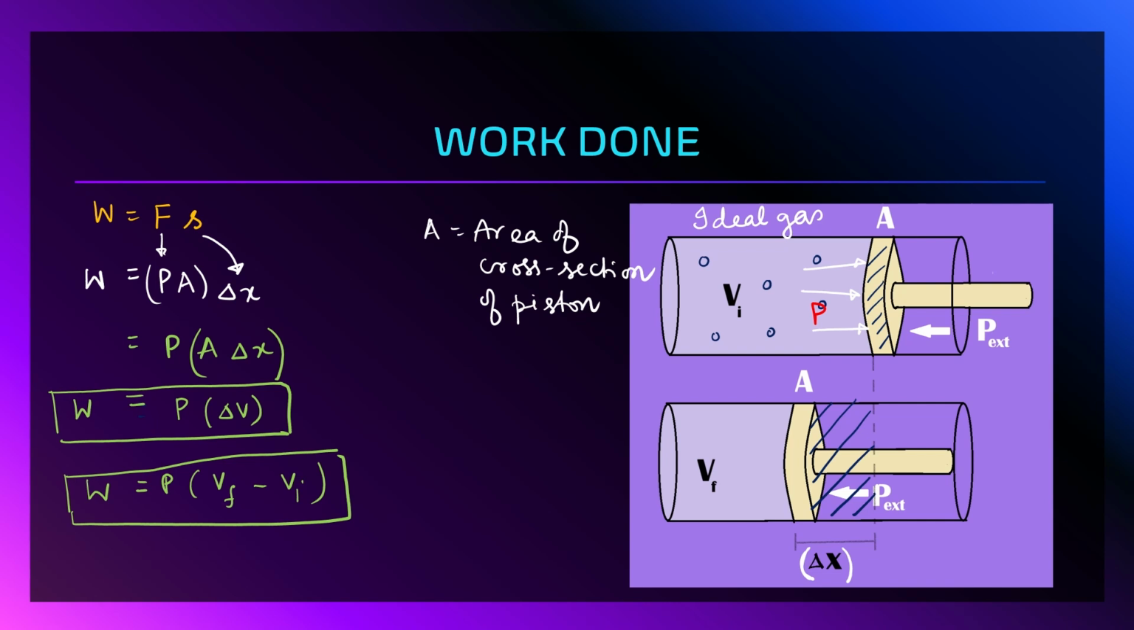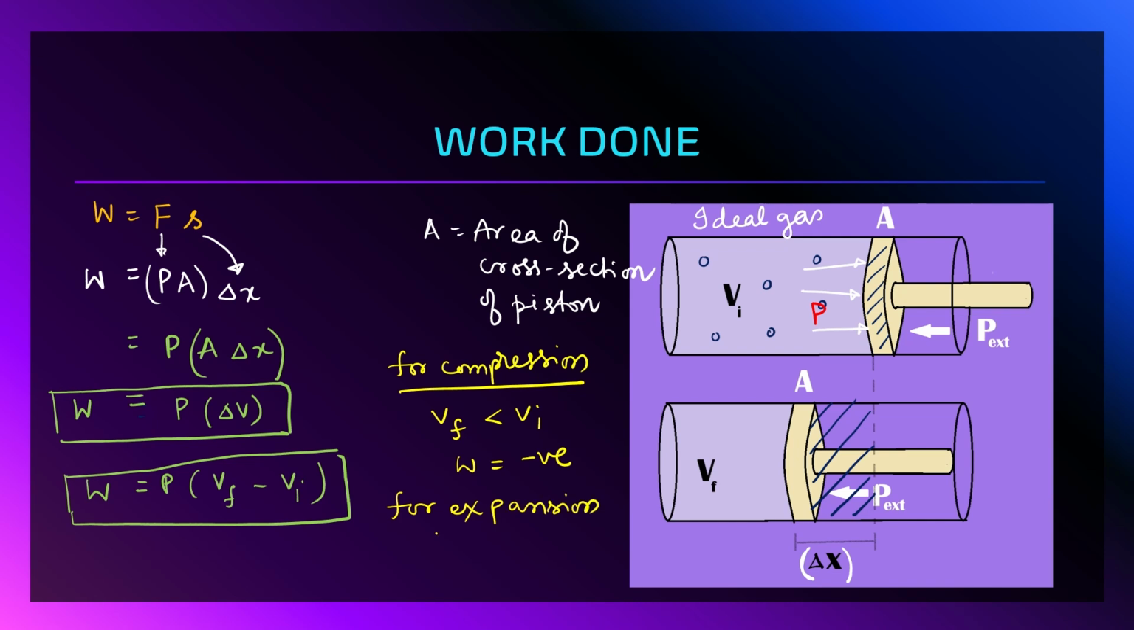Now check whether the work done is positive or not. If it is compression, Vf will always be less than Vi. So Vf minus Vi is going to be negative. Hence the work done is negative. And for expansion, Vf is going to be greater than Vi. So Vf minus Vi is positive. So work done is positive. As simple as it is.